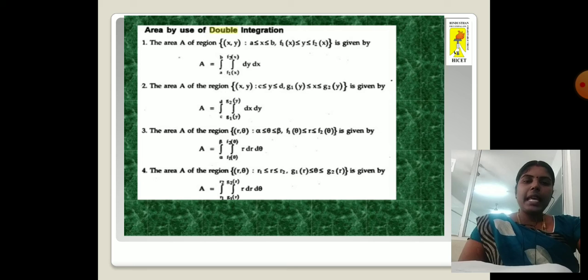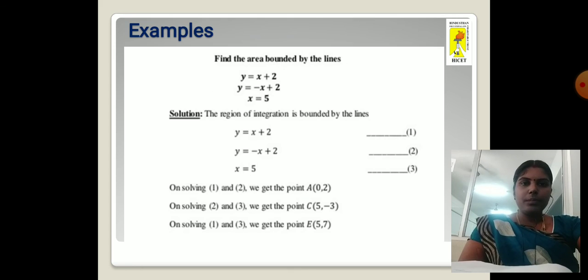Next, the third formula: the area of the region using the polar coordinates r, θ. The formula is A equals integral α to β, f1(r) to f2(r), r dr dθ. The last formula, using the polar coordinates r, θ: r is sliced between r1 to r2 and θ is sliced between the functions g1(r) to g2(r), and it is given by A equals the double integral r1 to r2, g1(r) to g2(r), r dr dθ.